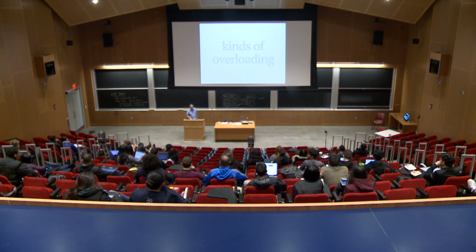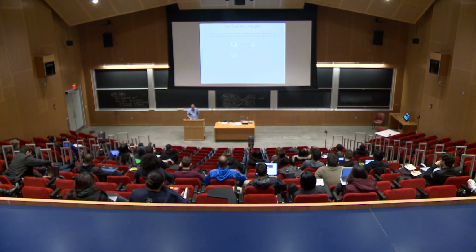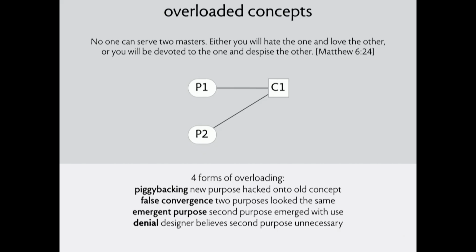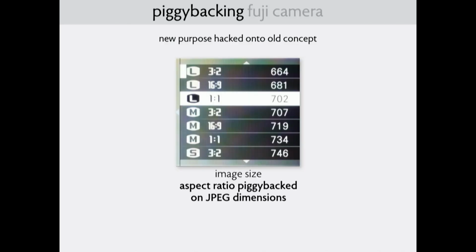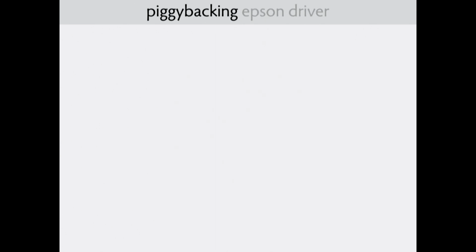So let me illustrate some more examples of these overloaded concepts, and I divide them into the following categories: piggybacking, false convergence, emergent purpose, and denial. So this example was piggybacking. Because of the image size concept, what I'm imagining is that when they wanted to add aspect ratio, someone said, we've already got that menu that gives you the number of pixels in each dimension. Let's throw it in there. And nobody said, but wait a minute, that menu is just for JPEGs. That's going to mess things up. They didn't do that. They piggybacked it. Let me show you a much worse piggybacking.